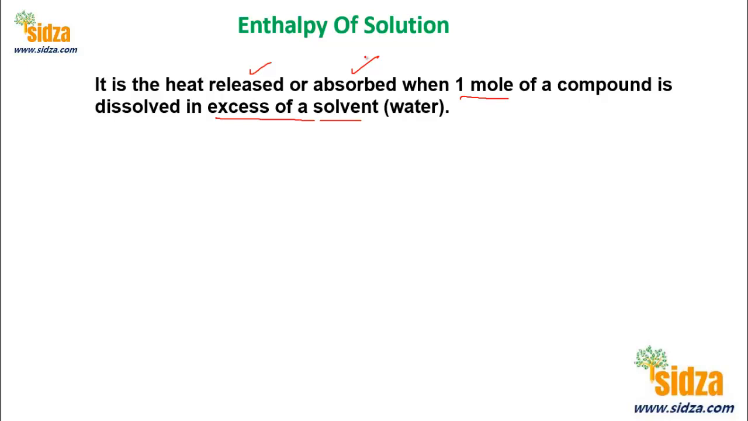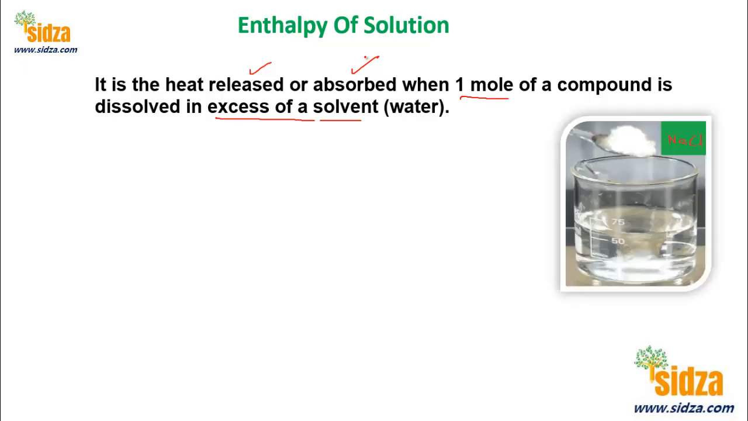So we say the heat that is released or absorbed when you put 1 mole of a substance in an excess of solvent is called the enthalpy of solution or heat of solution. For example, if you take 1 mole of sodium chloride and you put it in an excess of solvent, the heat change that occurs here will be called a heat of solution.